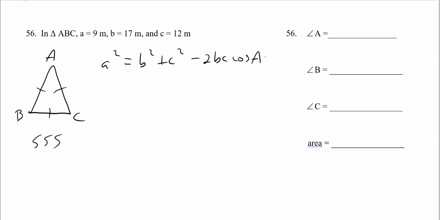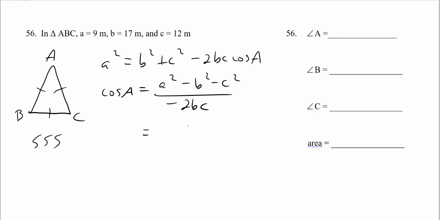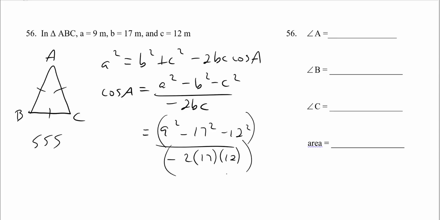All right, and so I want to find angle A first. So I'm going to remember I told you guys, solve for the cosine of A first. So if you do that, you get cosine of A is equal to A squared minus B squared minus C squared over negative 2BC. And then you plug it all in. 9 squared minus 17 squared minus 12 squared over negative 2 times 17 times 12. Again, you plug it all in. Make sure you use lots of parentheses here, guys. Really, really important. Hit inverse cosine. And so A comes out to be 30 degrees, 22 minutes.